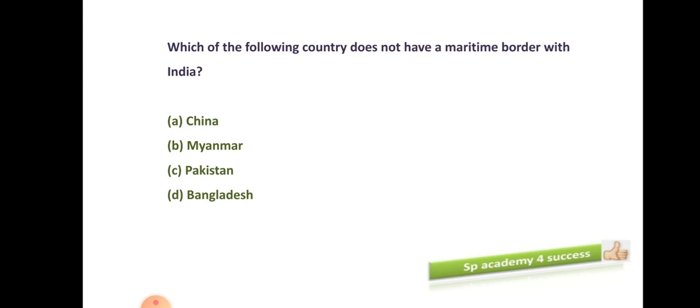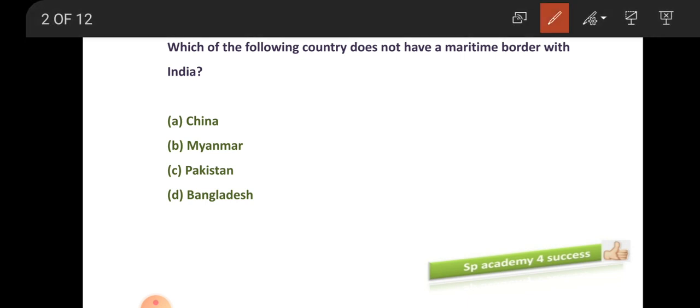Here, in order to answer this question, you have to first of all know what are the countries which share maritime border with India. So first of all, you have to know that. Let me tell you guys, with India, we are having 7 states which share the maritime border. So what are the 7 state coasts which share the maritime border with India?